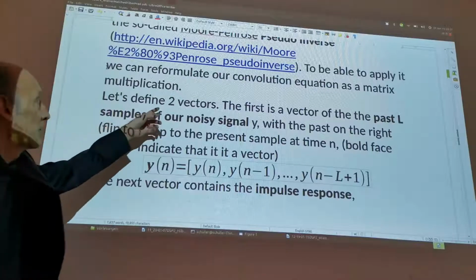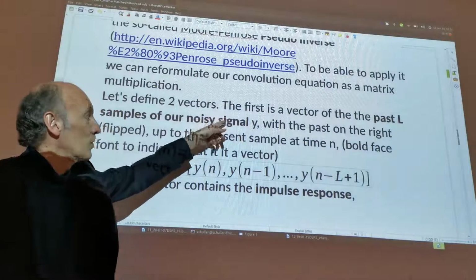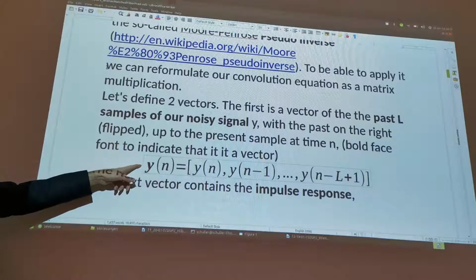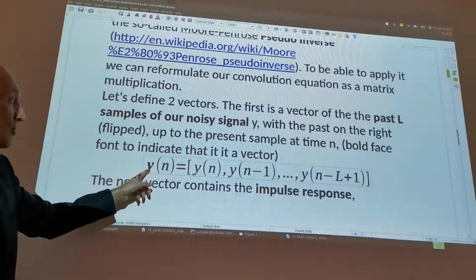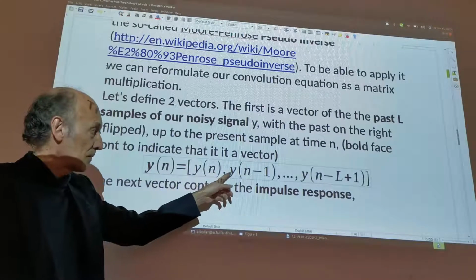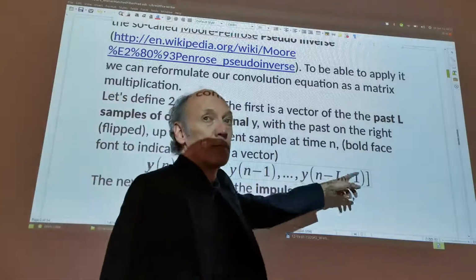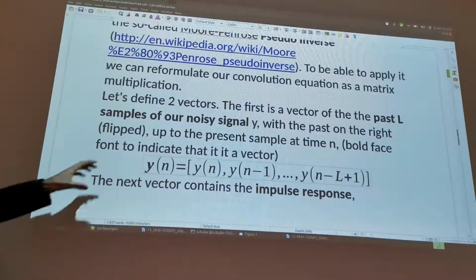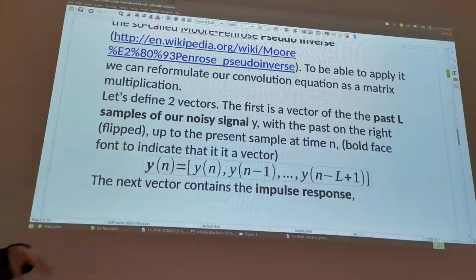So for that, we define two vectors. The first is a vector of the past L samples of our noisy signal, which you can see here. It starts with the present sample of the noisy signal, and then goes back into the past, L samples into the past. Make sense? So this is basically what the filter currently sees. When we look at our convolution sum, it goes back into the past, L samples.